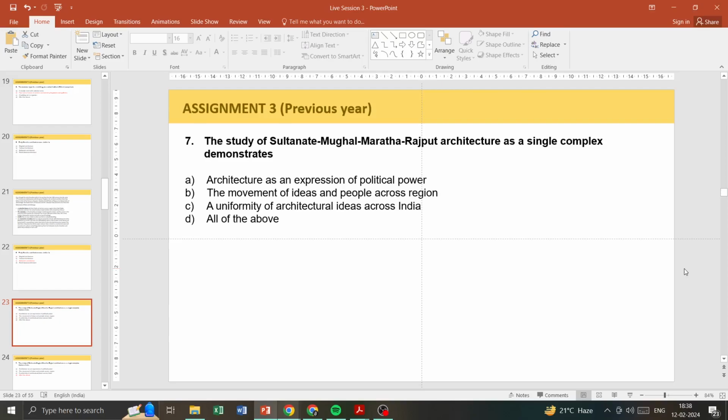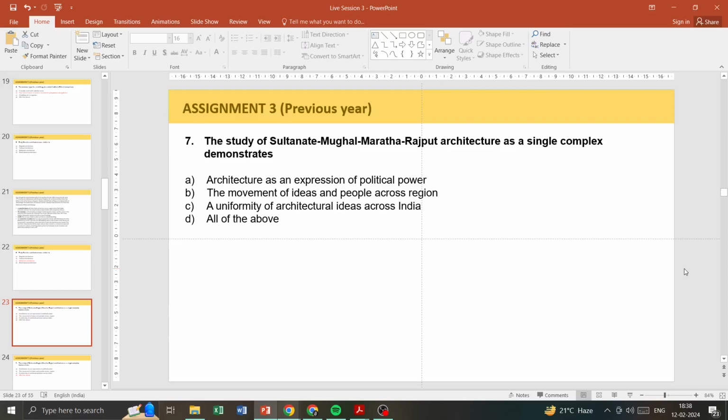And the movement of ideas and people across regions. Of course, when the kingdoms expand, when a specific region has multiple rulers who have multiple styles, these people also travel and come back, and they bring ideas from different places. For example, the sultanates in the Deccan region brought ideas from Gujarat and from Rajput architecture, and they brought them with them in that region. Mughals brought the ideas from Samarkand, from where Babur came.